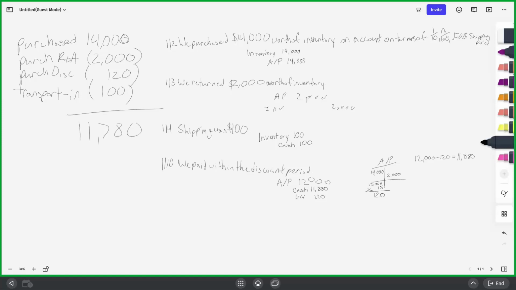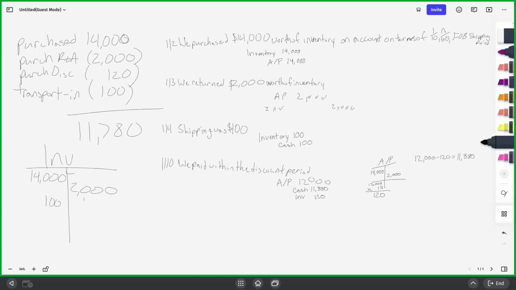Okay, got it. So it goes purchase, then returns, then discount, then transportation. Something to keep in mind too, we can do this very easily with an inventory T chart, if you ever want to double check your work. We know we purchased 14,000. I know I returned 2,000. I know I also paid 100.